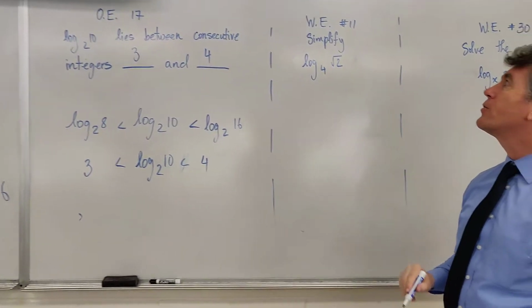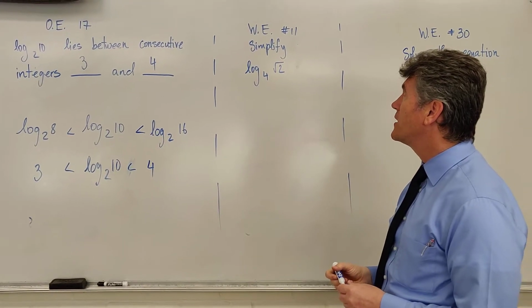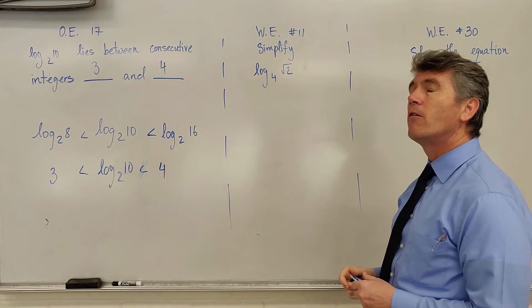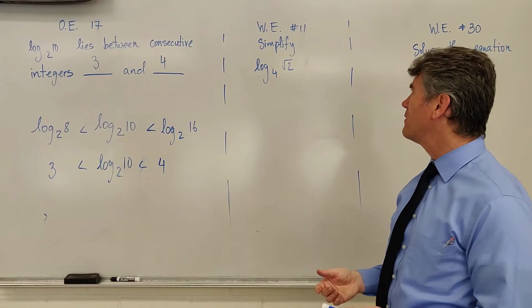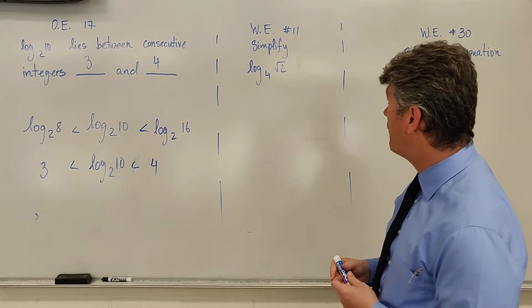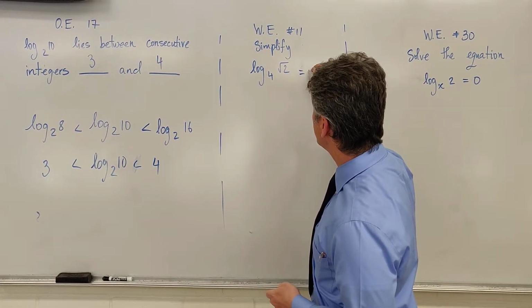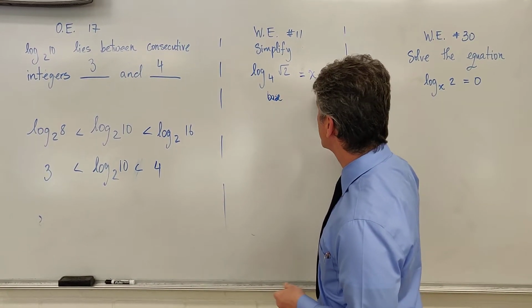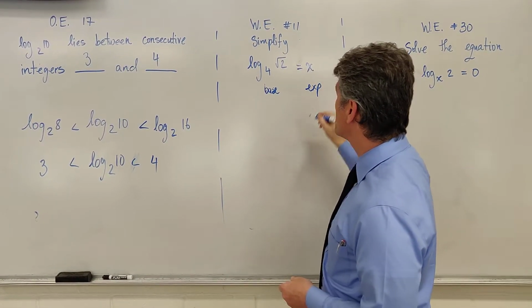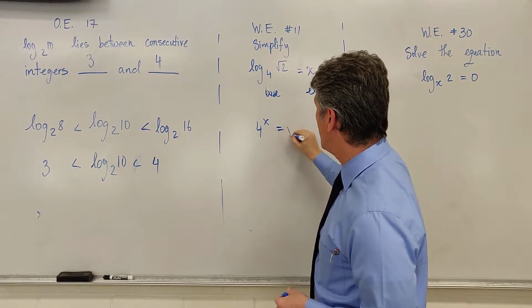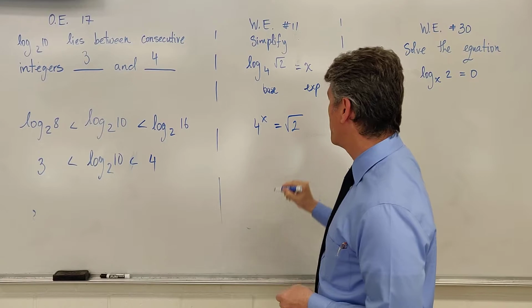We now move on to written exercise number 11. We have to find log base 4 of square root of 2. That looks very complicated. So what's our first step? Our first step is to make this equal to x. Our next step is to remember that this is the base and this is the exponent, and to raise 4 to the x and to make it equal to the square root of 2.